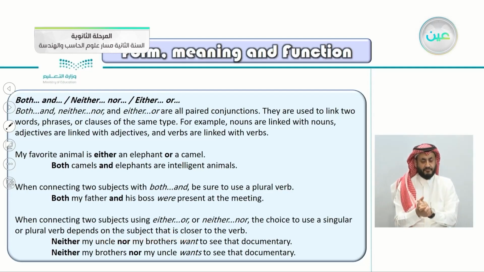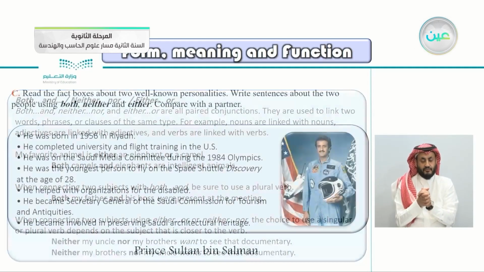But when I say neither my brothers nor my uncle wants, because here brothers is plural, we removed the S here. But when we said uncle here, because it's singular, that's why we said wants. Again, neither my uncle nor my brothers want. Neither my brothers nor my uncle want to see that documentary.